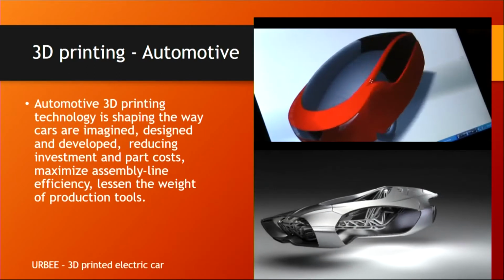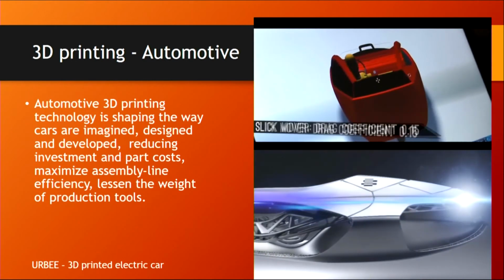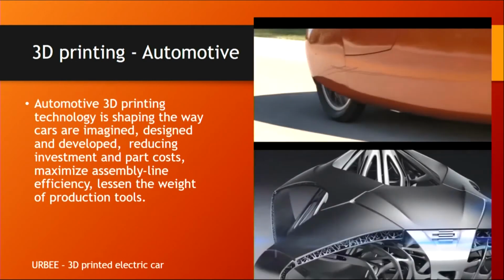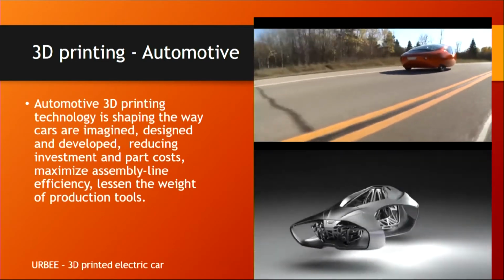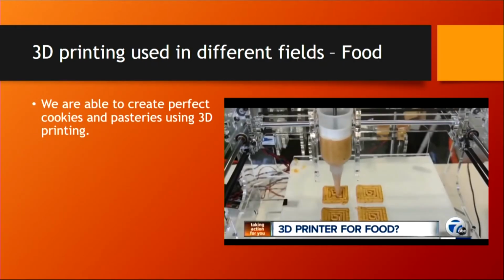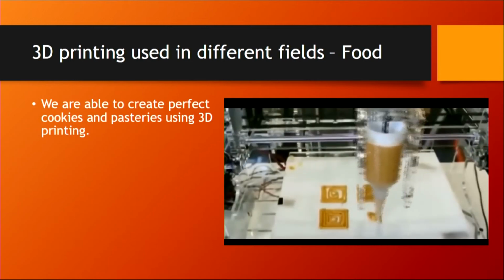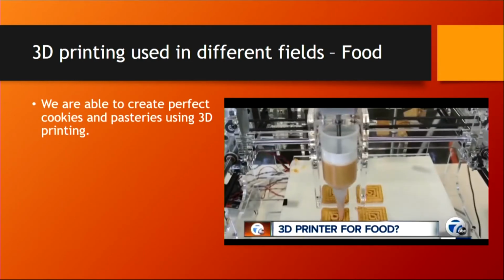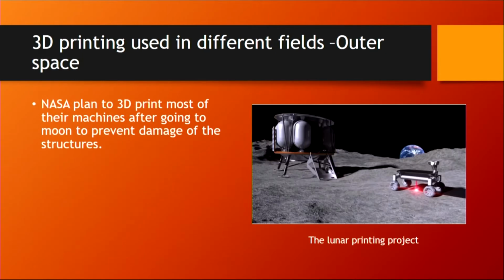In the automobile industry, more than 8 major companies are 3D printing lightweight, durable cars. In the future, most of our cars will be 3D printed. It is also used in the food industry to make cookies. Already, these food 3D printers are marketed in the US.